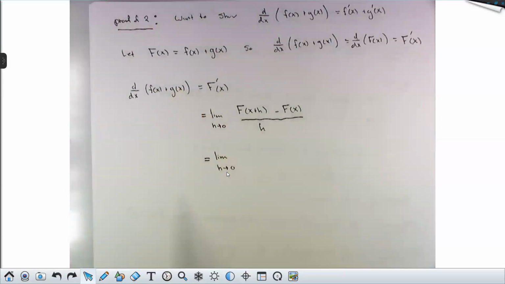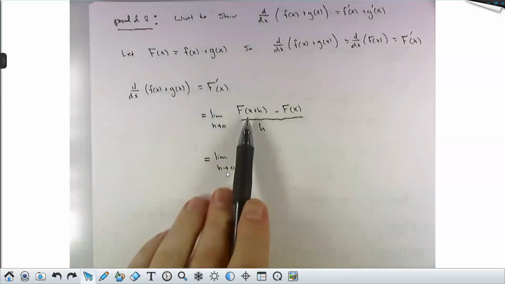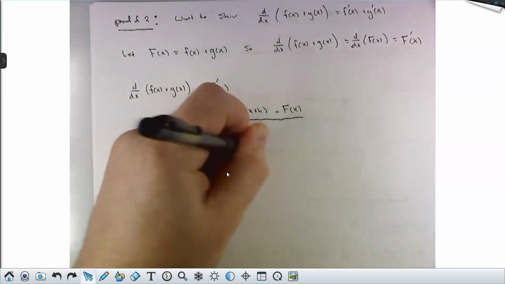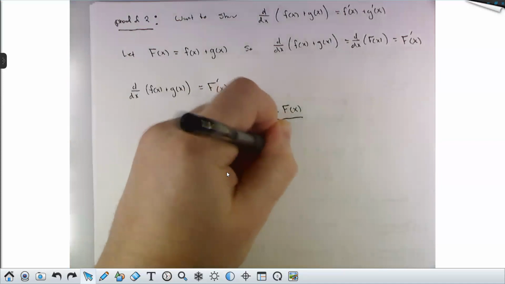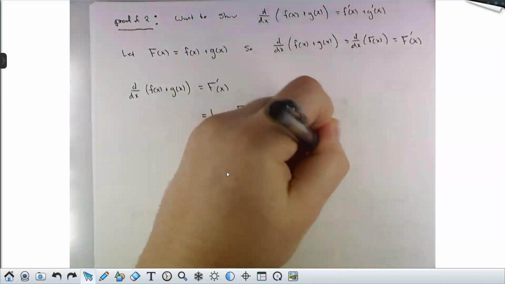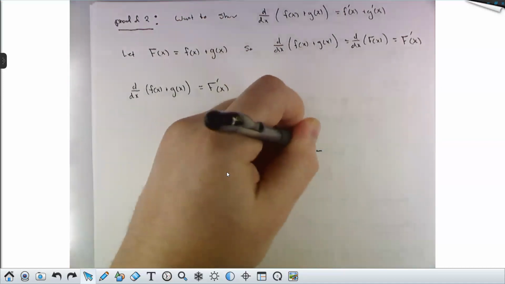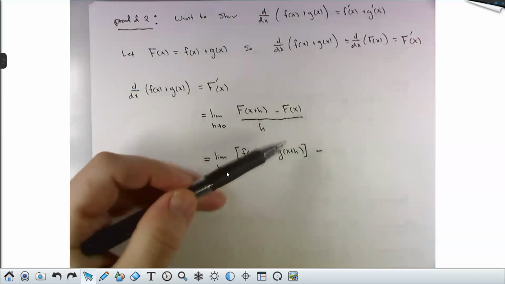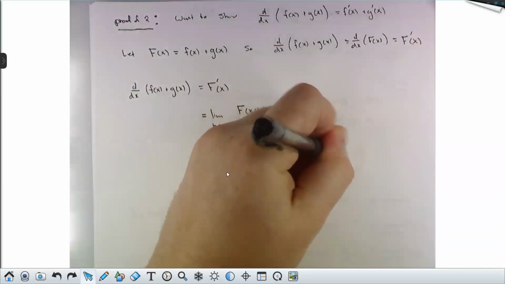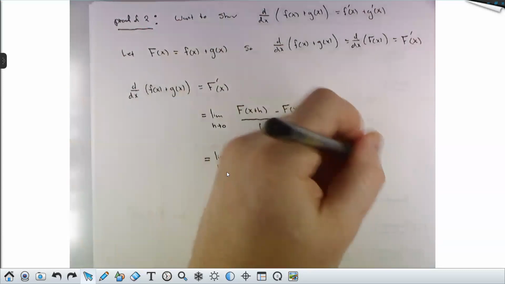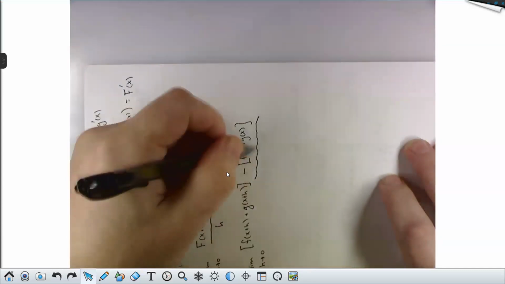So, if big F is little f plus little g, then big F of x plus h is little f of x plus h plus little g of x plus h. And then we have a minus. Maybe I'll put these in brackets. So f of x plus h is this, minus big F is just little f plus little g. And downstairs here we still have h.